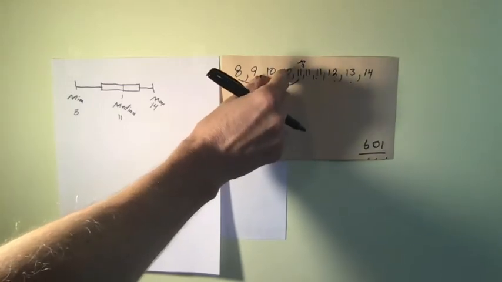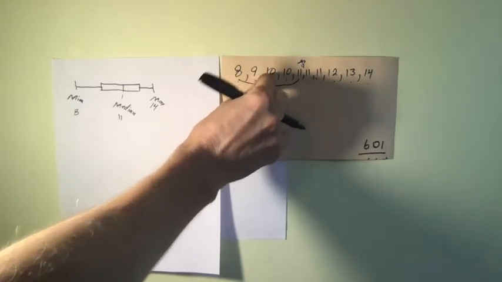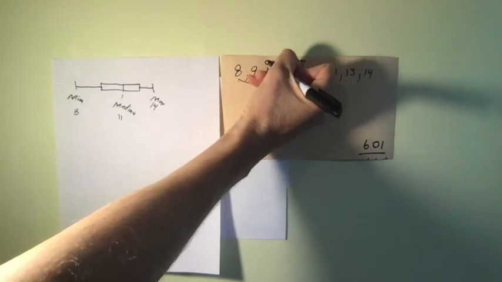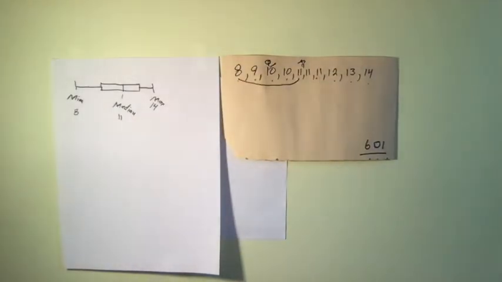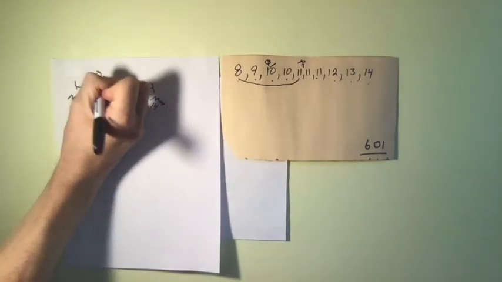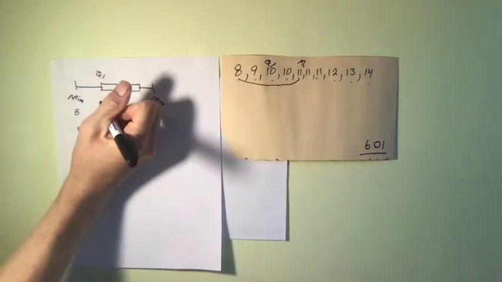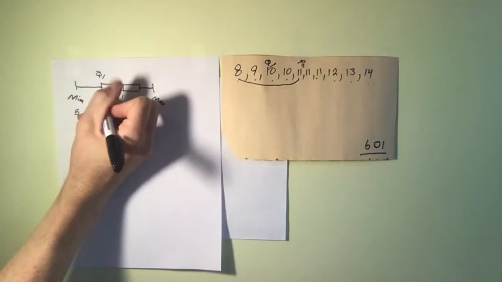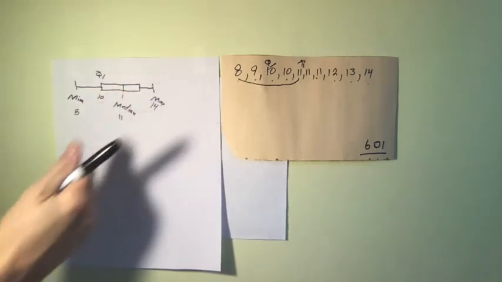The 9 and the 10 is my second, and this 10 is Q1, the median for the bottom half of the data. So I'm going to put Q1 here, and that happened to be 10 in this data set.